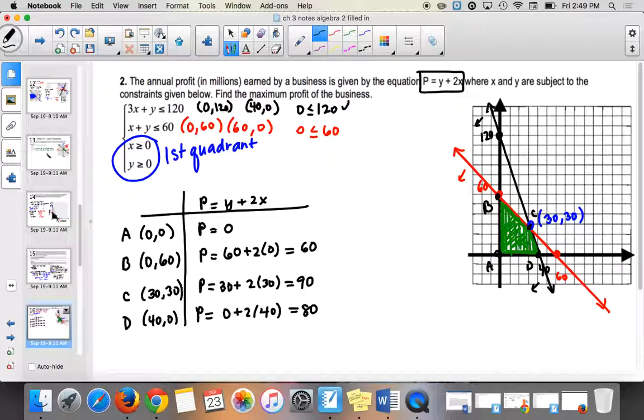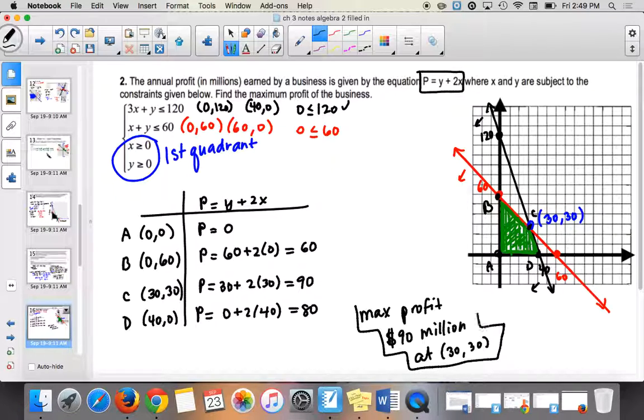See, that didn't take too long, did it? So what's our max profit? $90? $90 million. Yeah, that's a big difference. Don't mess up the decimal point on something like that. $90 million, and it's at 30, 30, right? It will not always be at point C, like I was saying earlier. So don't just assume it's at C.